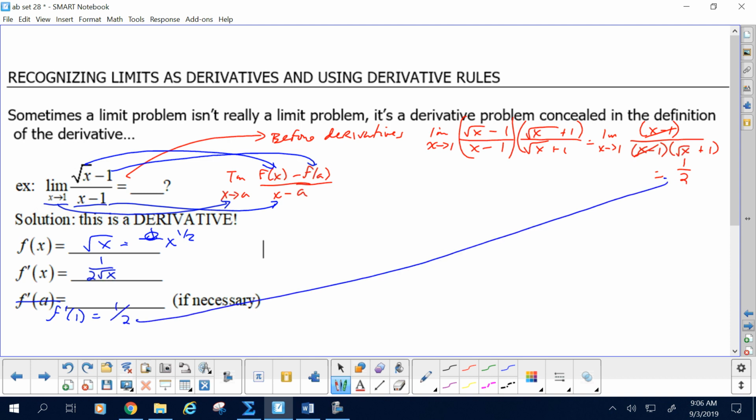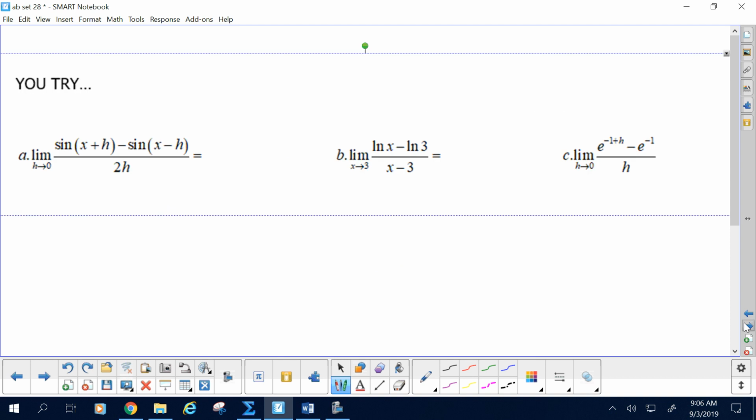Obviously, that is c. Now, it's a heck of a lot less work, and some problems can't be done without recognizing this. So the idea is to recognize the definition of the derivative and then proceed from there. So this is what I want you to show me.